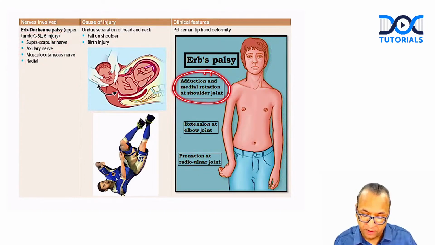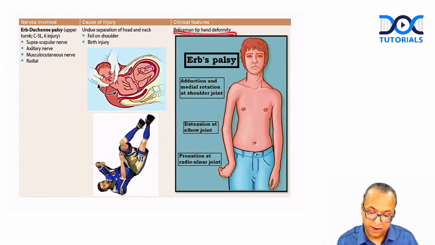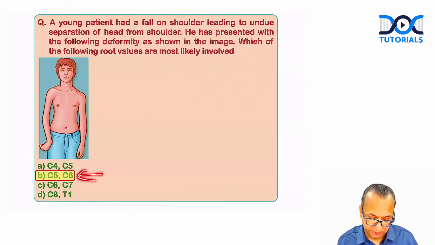So adduction and medial rotation because deltoid and teres minor are not working. There is extension at the elbow joint because biceps is not working. There is pronation because biceps is not working. Claw hand deformity. So C5-6.